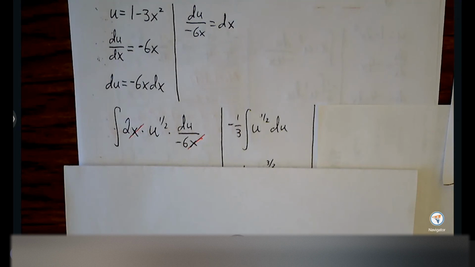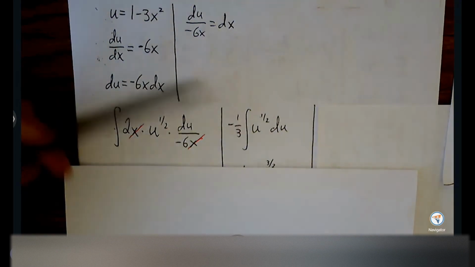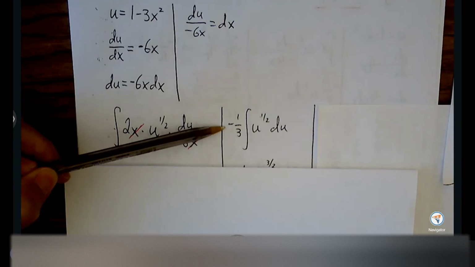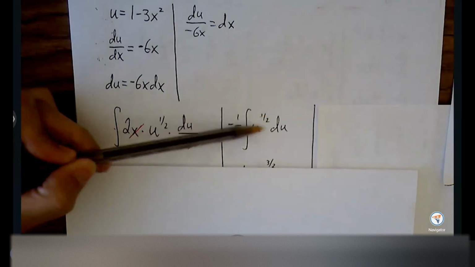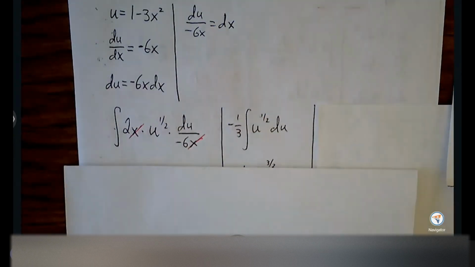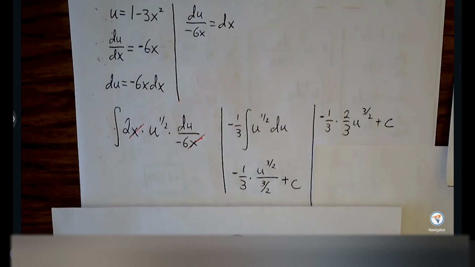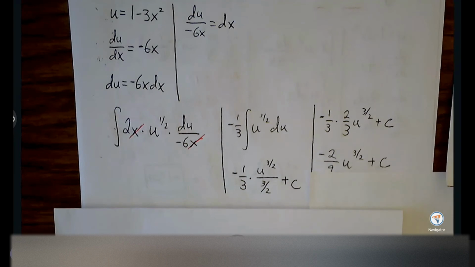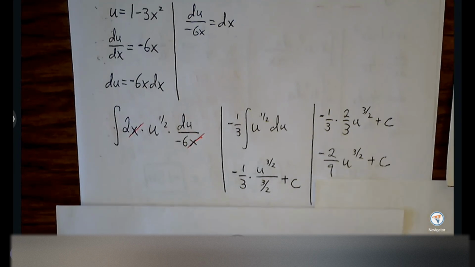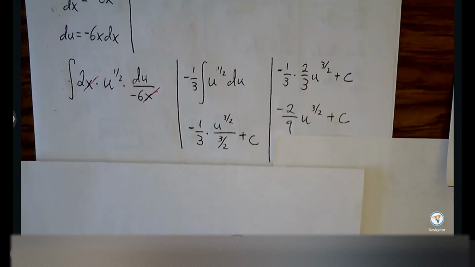Negative 2 over 6 just reduces to be negative 1/3. And now power rule. Okay. Add 1 to the exponent, divided by the new exponent. Complex fraction, I can flip that to the top, make it 2/3. So I have my antiderivative.